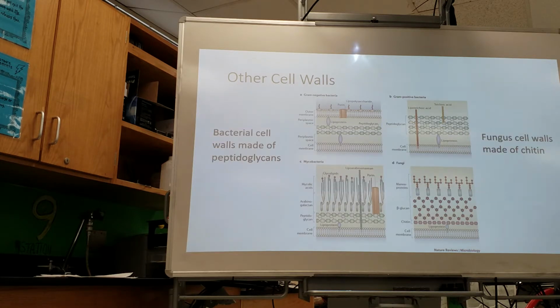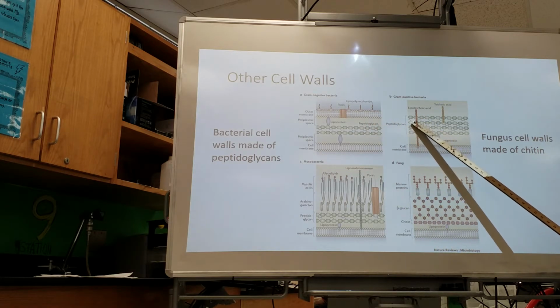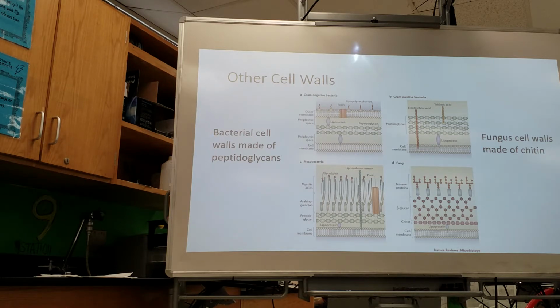There are some other cell walls. So here we have gram-negative bacteria, gram-positive bacteria, another type of mycobacterium. One of the common things you'll see is this molecule, which is called peptidoglycan, and that's a very common element found in bacterial cell walls. Though I will say archaebacteria don't have it. You don't need to know anything about what archaebacteria have instead.